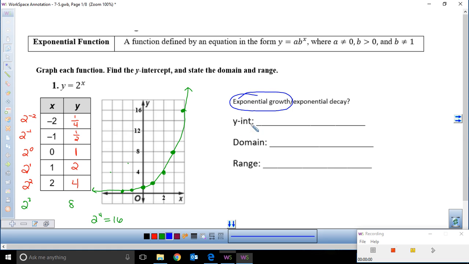Now the y-intercept, they just want to know where our graph crosses the y-axis, and the y-intercept is at 0, 1.